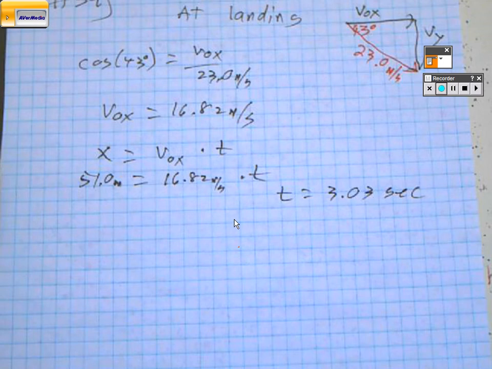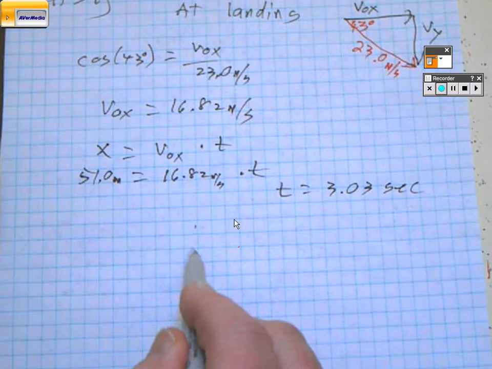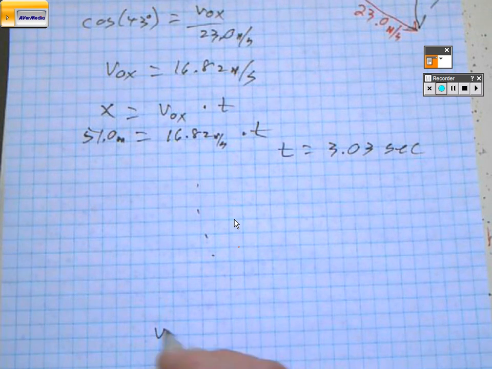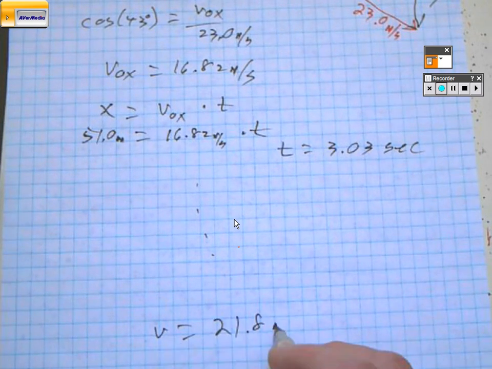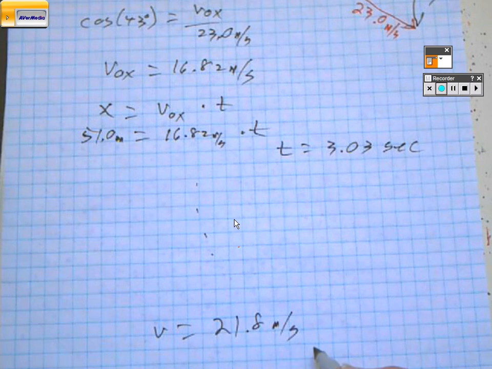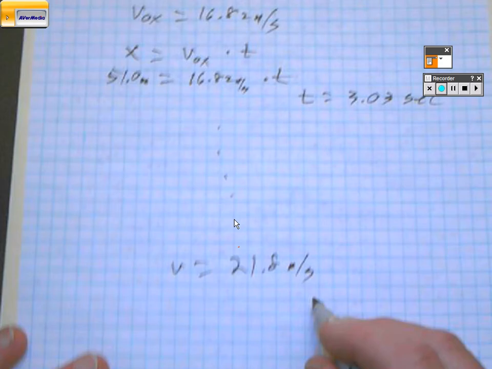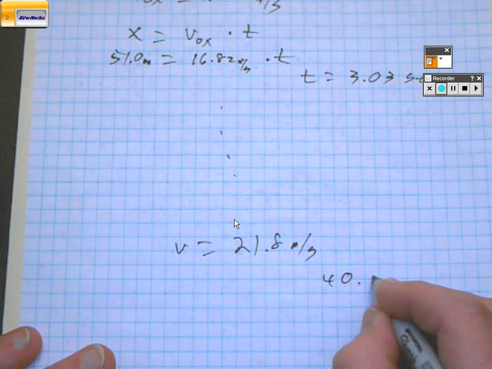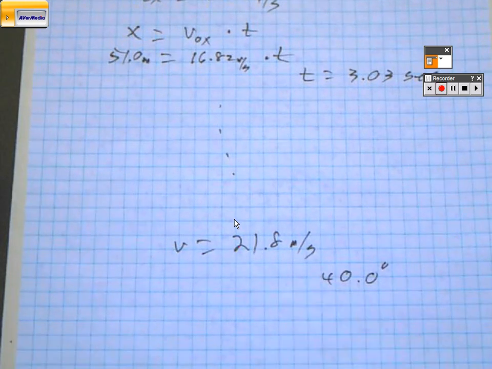This would continue. You would show me various different steps, and then at the very end, you would get a velocity of 21.8 meters per second, and you would show how you got that. You would even show that you get an angle of 40 degrees, and that's all good. These are the answers to the problem.